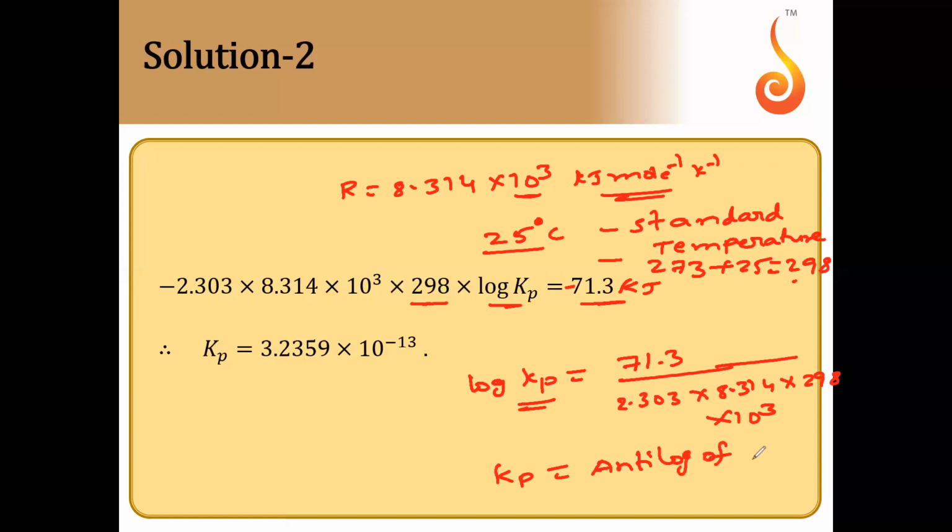The final answer you get is 3.2359 into 10 to the power of minus 13. So like this, you have to solve the question. 3.2359 into 10 to the power of minus 13 is the answer. So Kp or Kc, we can find out. Next question.